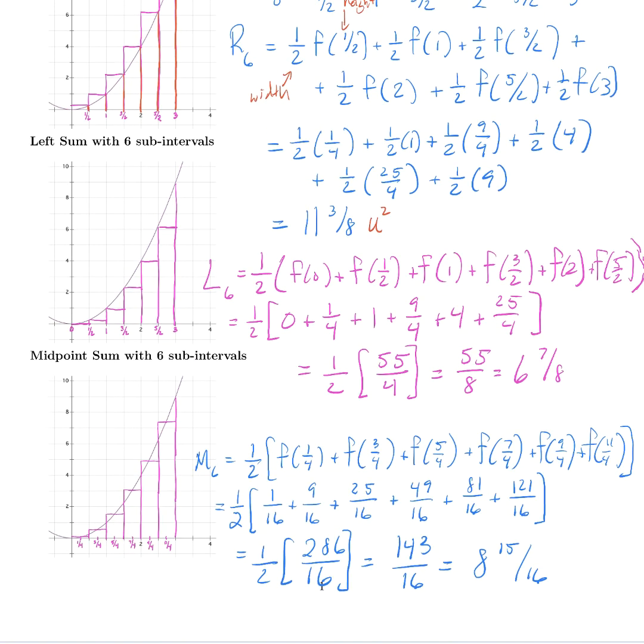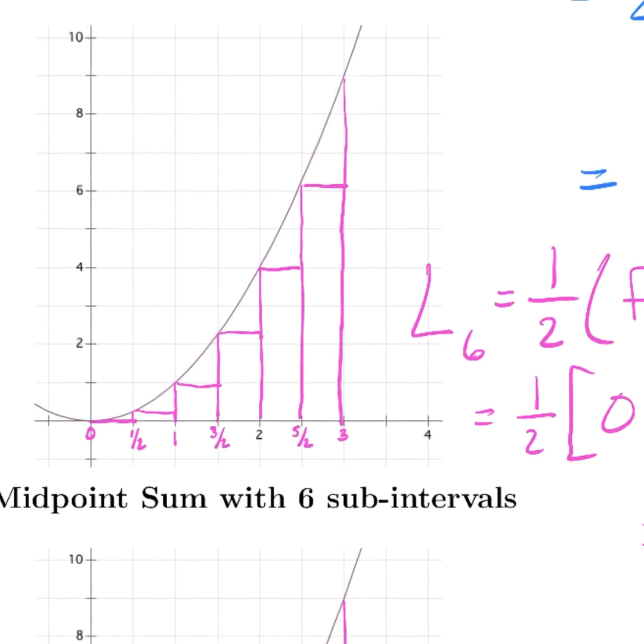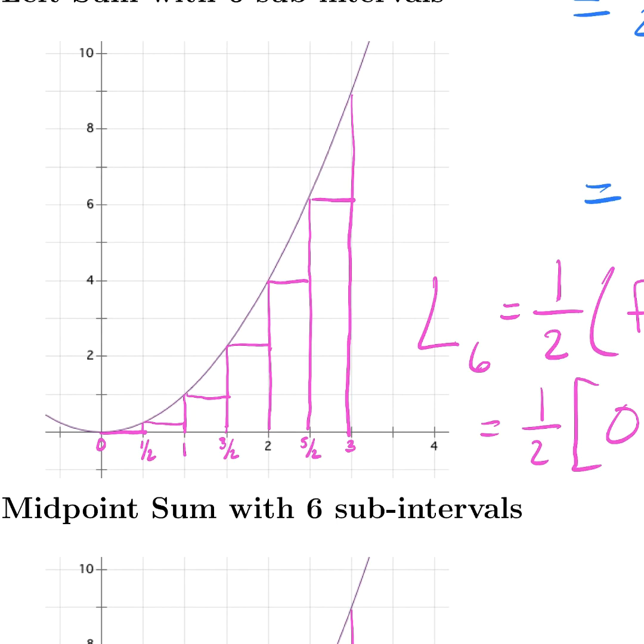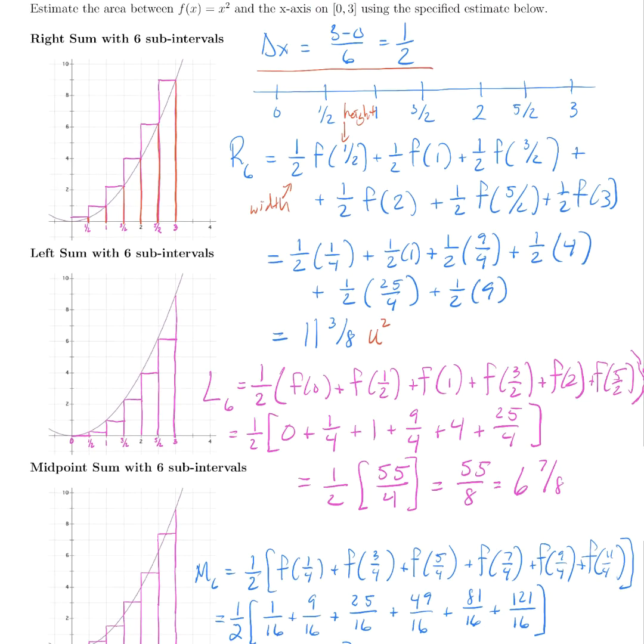Okay, we do something similar for L6, except if we zoom in, we see that the heights of the rectangles are now the left-hand endpoint. So the first one is the function at 0, then the output of the function at 1/2, 1, 3/2, 2, and finally at 5/2. Those are giving us the heights of our rectangles.